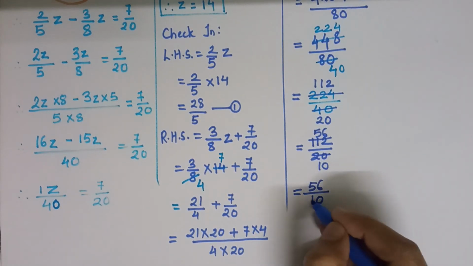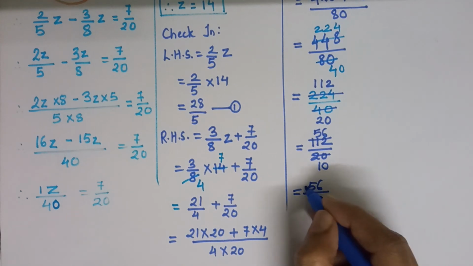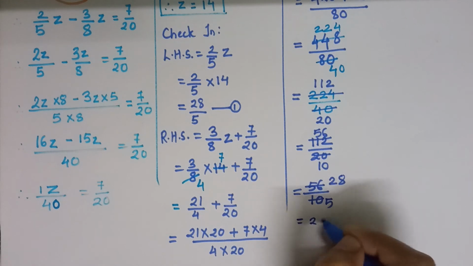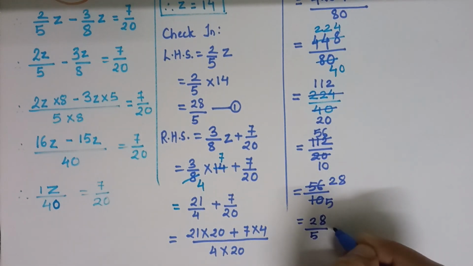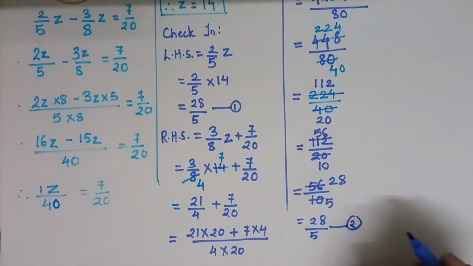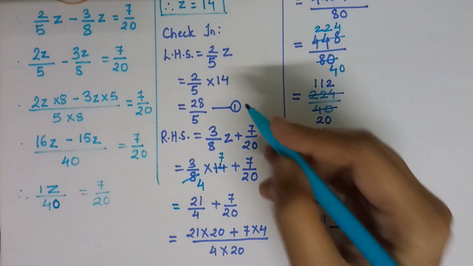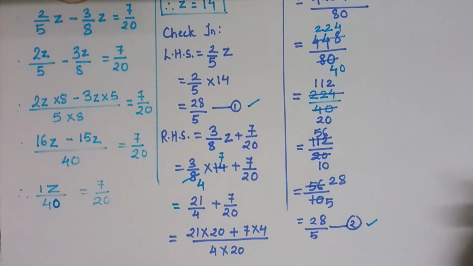Again we can divide this by 2, right? 2 5s are 10, 2 2s are 4 and 2 8s are 16. So see, we got 28 upon 5. After the simplest division also we have received 28 by 5. So you can see here equation 1 and equation 2, right?